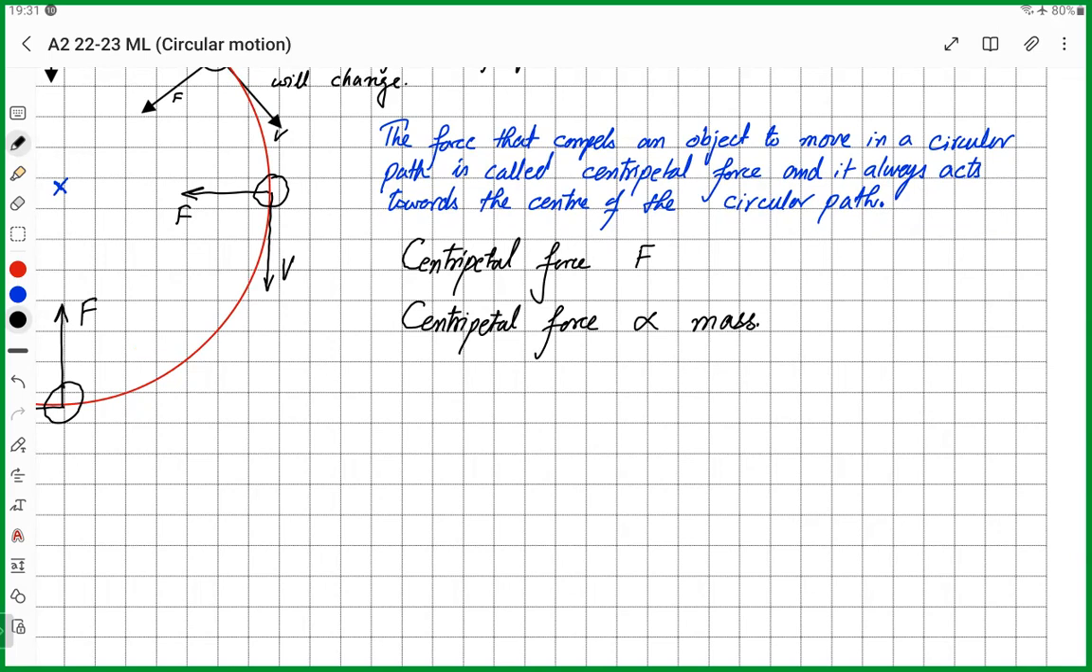Now, is it easy to change the direction of a fast object, or is it easy to change the direction of a slow object? Slow. Centripetal force is directly proportional to speed square.